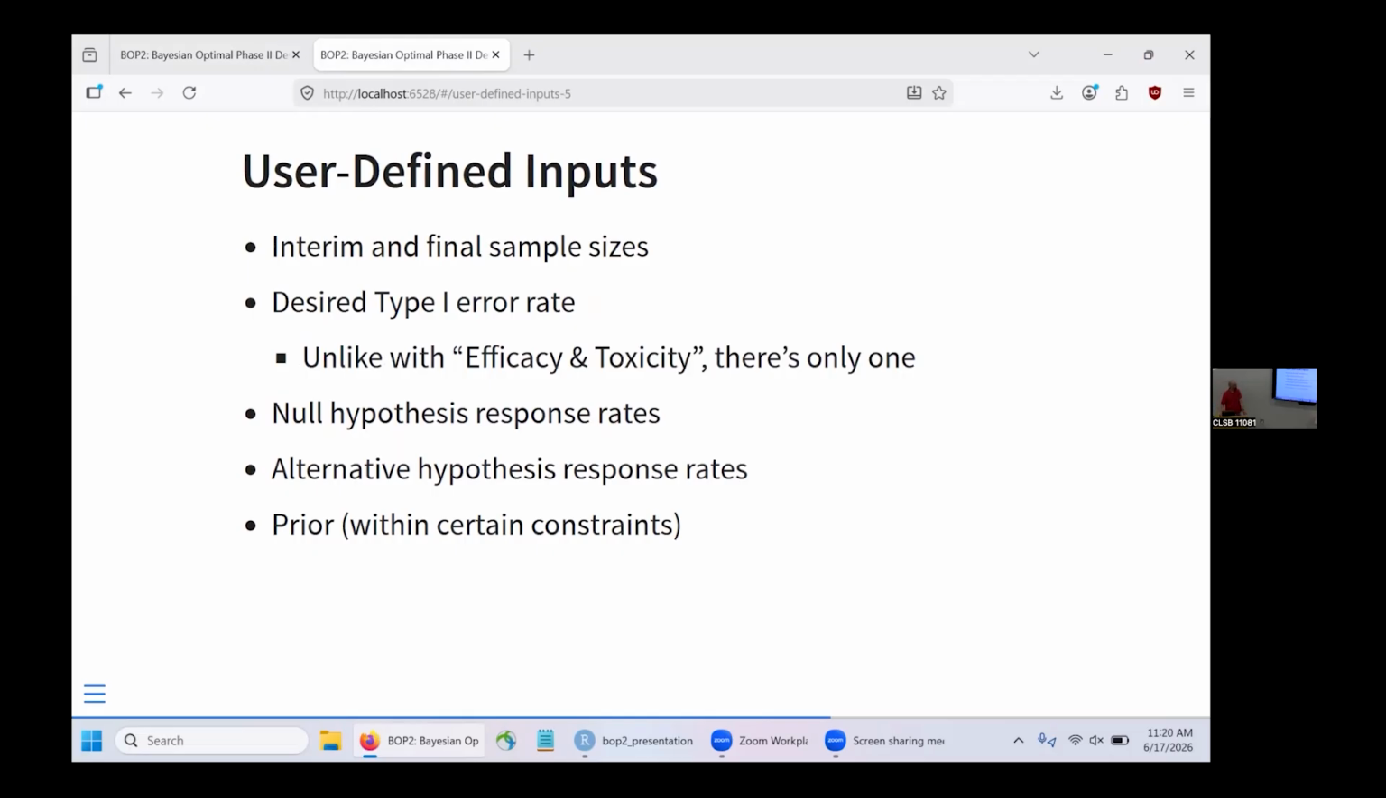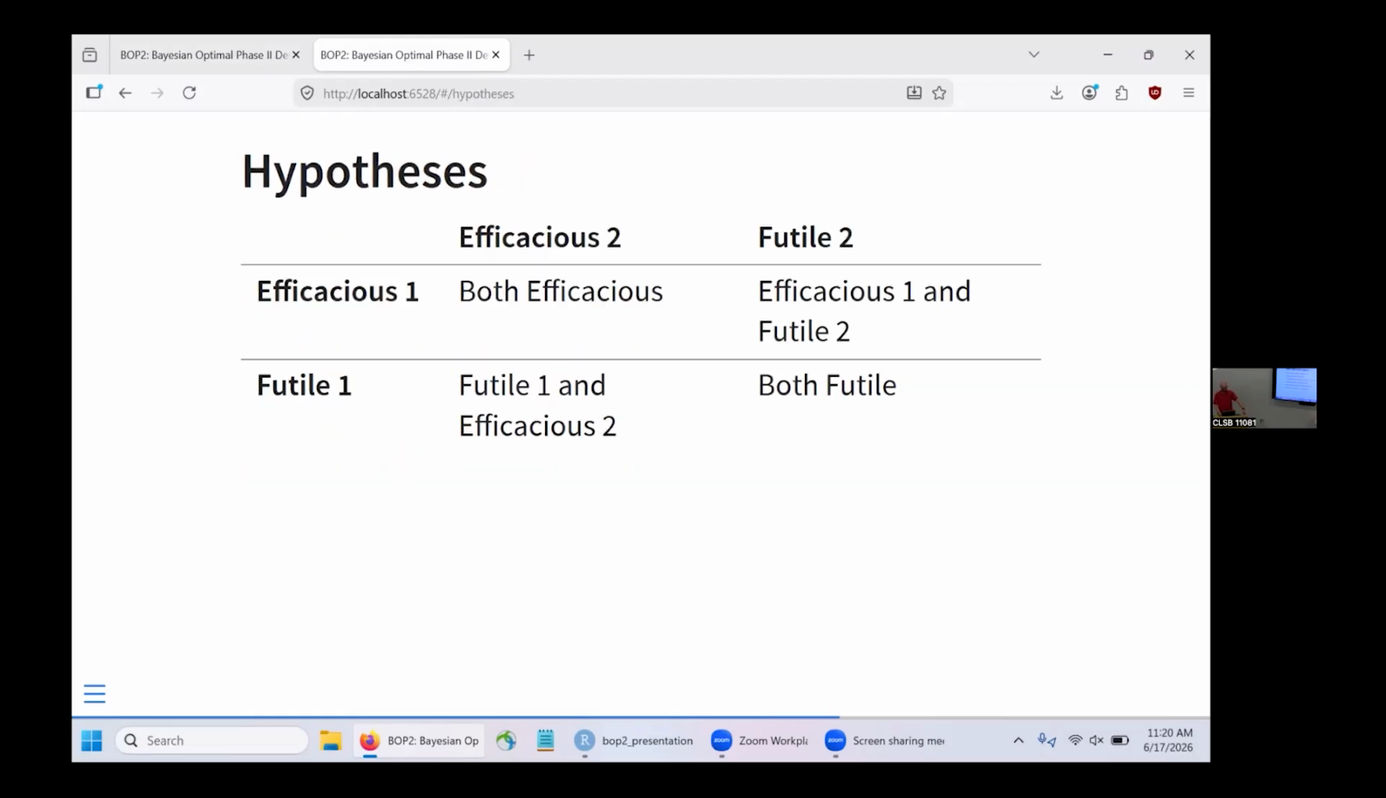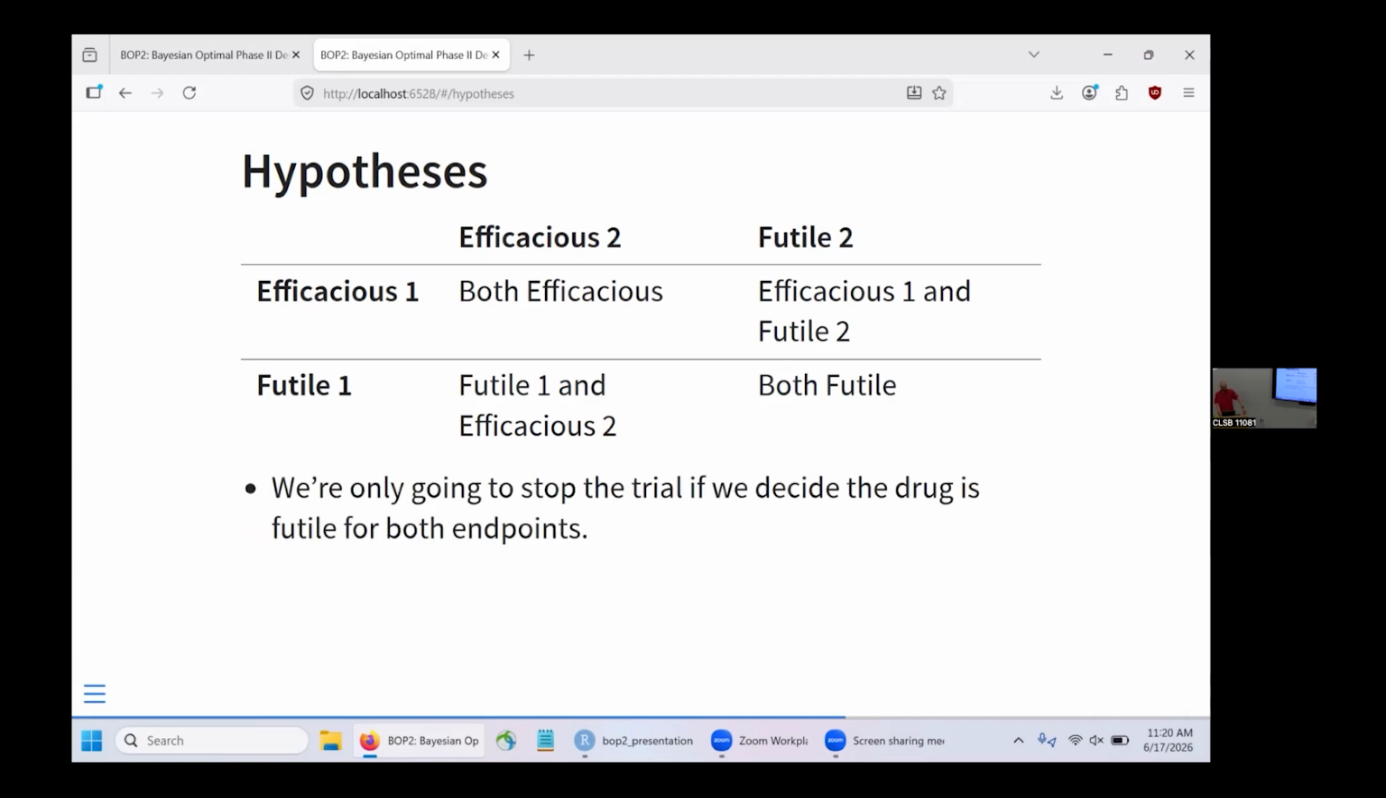For the desired type 1 error rate, there's only one that we have to consider, and I can talk about why that is. Here are the possible outcomes: both efficacious, efficacious for one and not for the other, or both futile. We're only going to stop the trial if we decide the drug is futile for both endpoints.